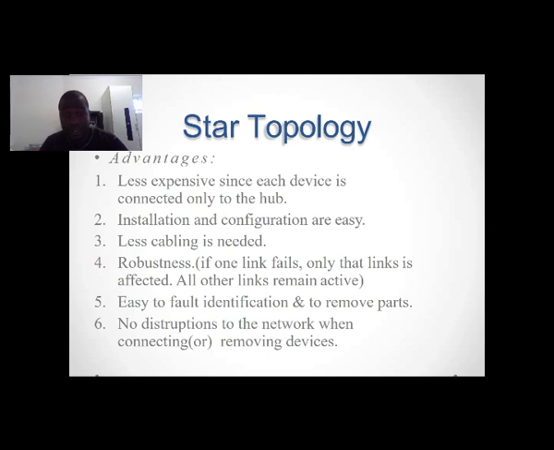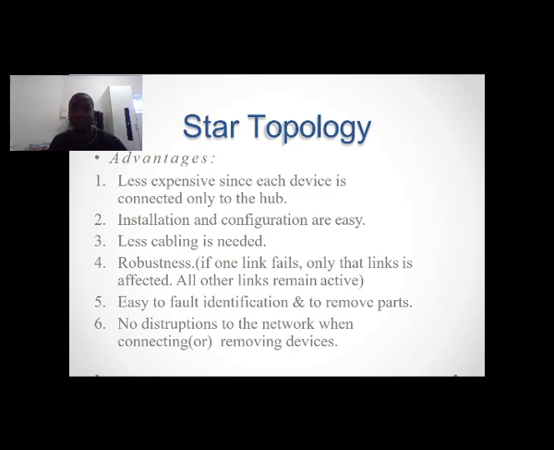So what are the advantages of using a star topology? The first one is that it's less expensive. Since each device is connected to the hub, the installation and configuration is easy. There's less cabling needed. What you need is a central location, a central hub, and you just connect your device to that location. So you realize that it's very easy. It's like buying a router at home, your Wi-Fi modem. The only thing you need is to connect your device to that particular router. You can use it wirelessly, or you can connect using a cable.